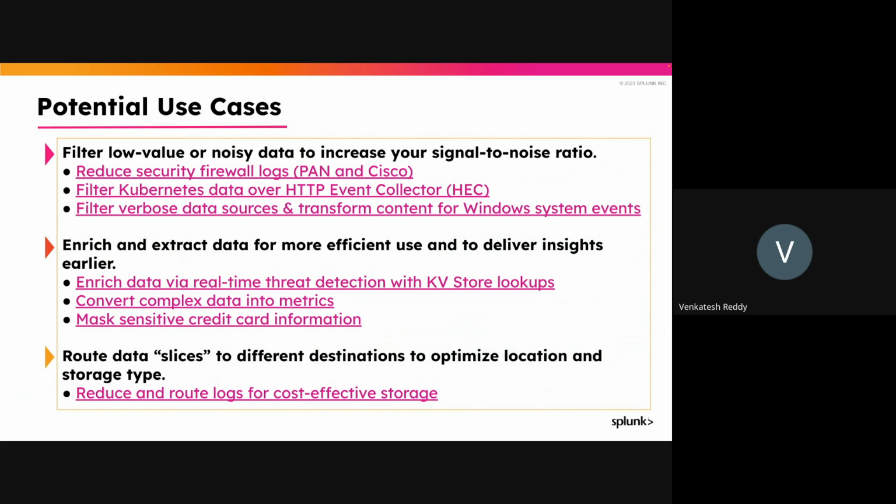Yeah. So, and also we can mask some sensitive data related to SSNs or credit card information. And another piece here is we can route the data. If you're not using all the data, we can route that data to some S3 bucket, or Amazon S3 bucket, or a different low storage index. So those are the potential use cases with these three solutions.